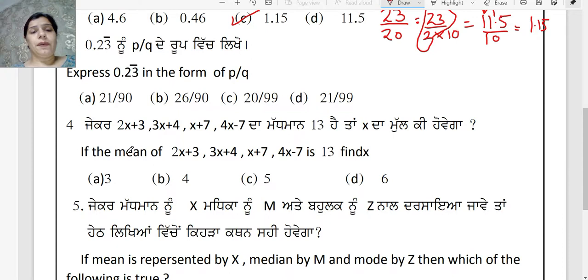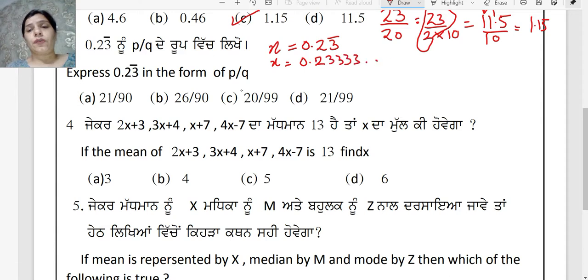Express 0.23 bar in the form of P upon Q. Beta, this we have done in the NTSC syllabus also, converting a non-terminating decimal in the rational form, that is in the form of P upon Q. It is non-terminating but repeating, so it can be expressed. Agar non-terminating, non-repeating hota hai, that is irrational. So 0.23 bar, I will quickly do the steps. Let x is equal to 0.23 bar. 0.23 बार का मतलब है बेटा 0.2333 and so on. It moves on.